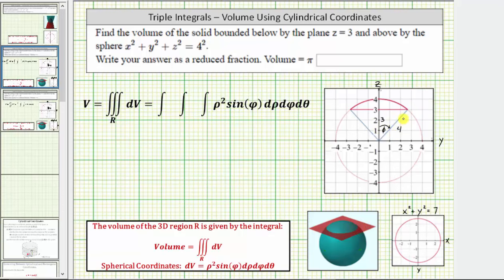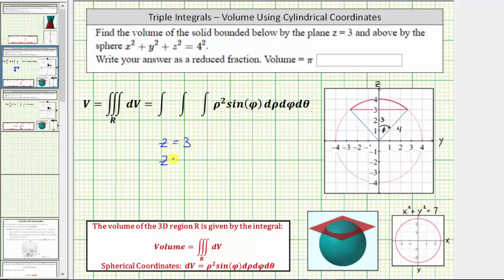Now looking at the triple integral, the first step is to find the limits of integration for rho, which again is a distance from the origin to any point in the solid. We'll notice how the lower limit of rho will be determined by this horizontal line where z equals 3. So we know z equals 3 along this horizontal line.